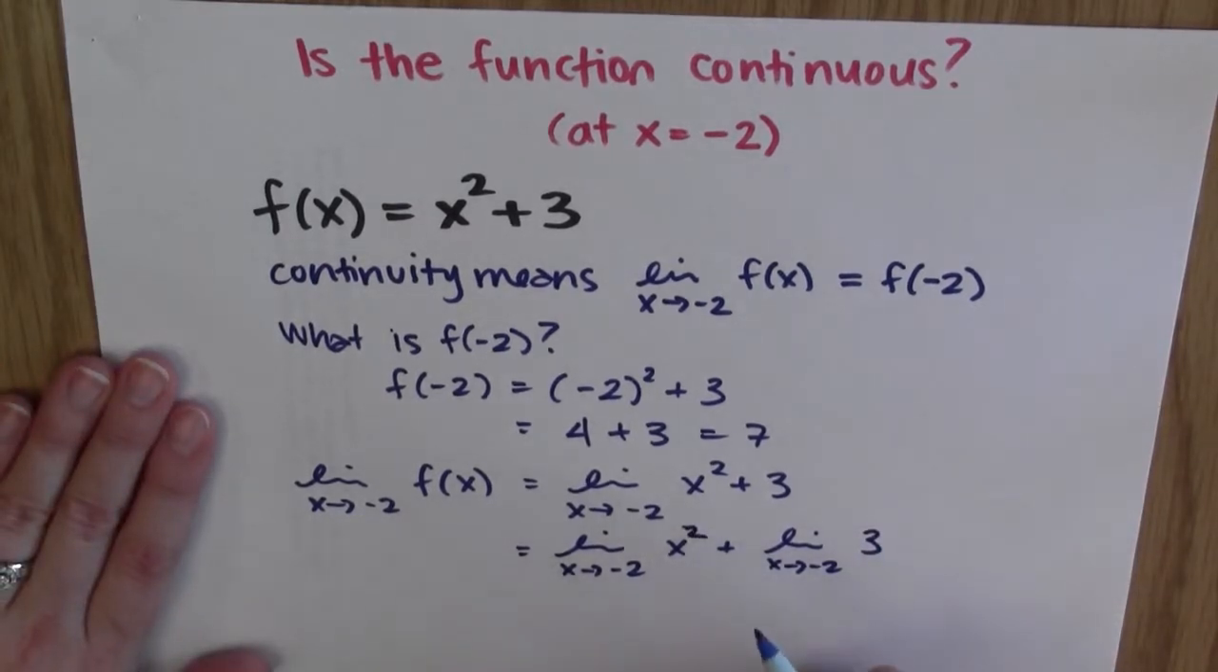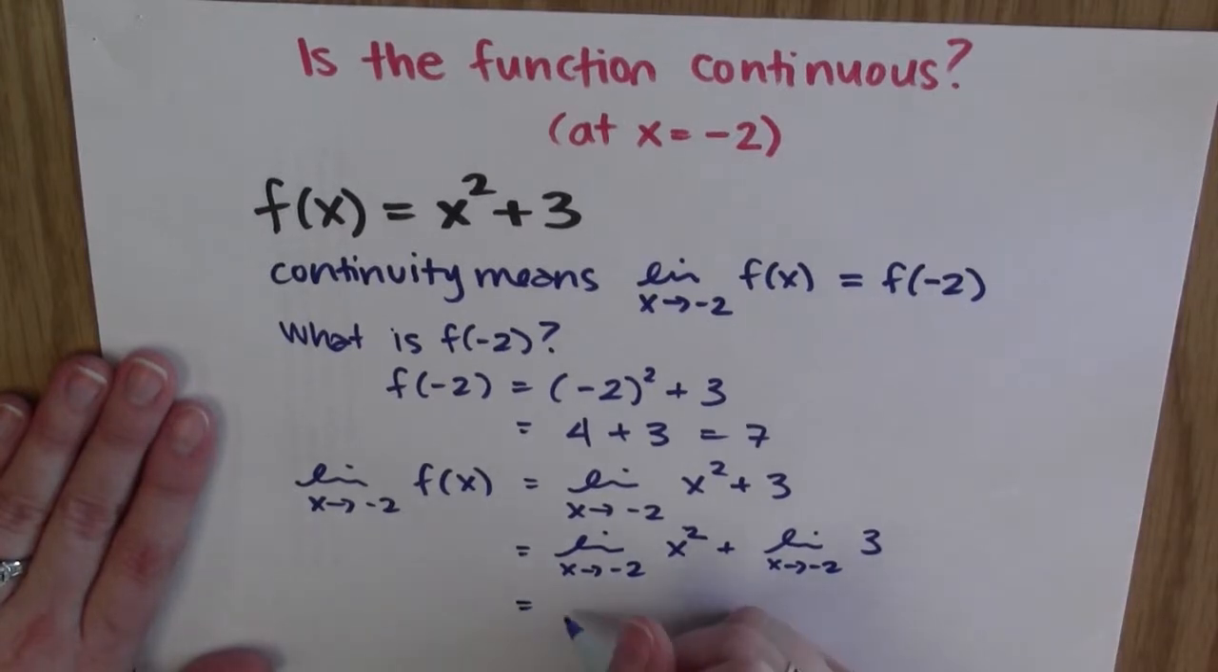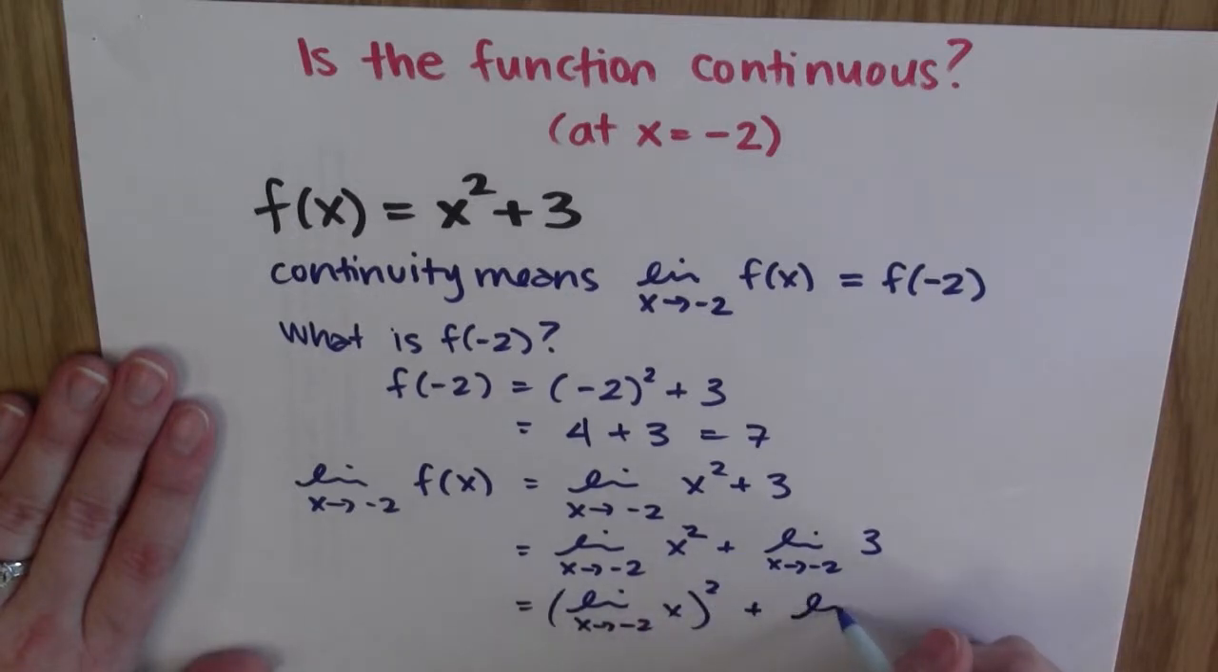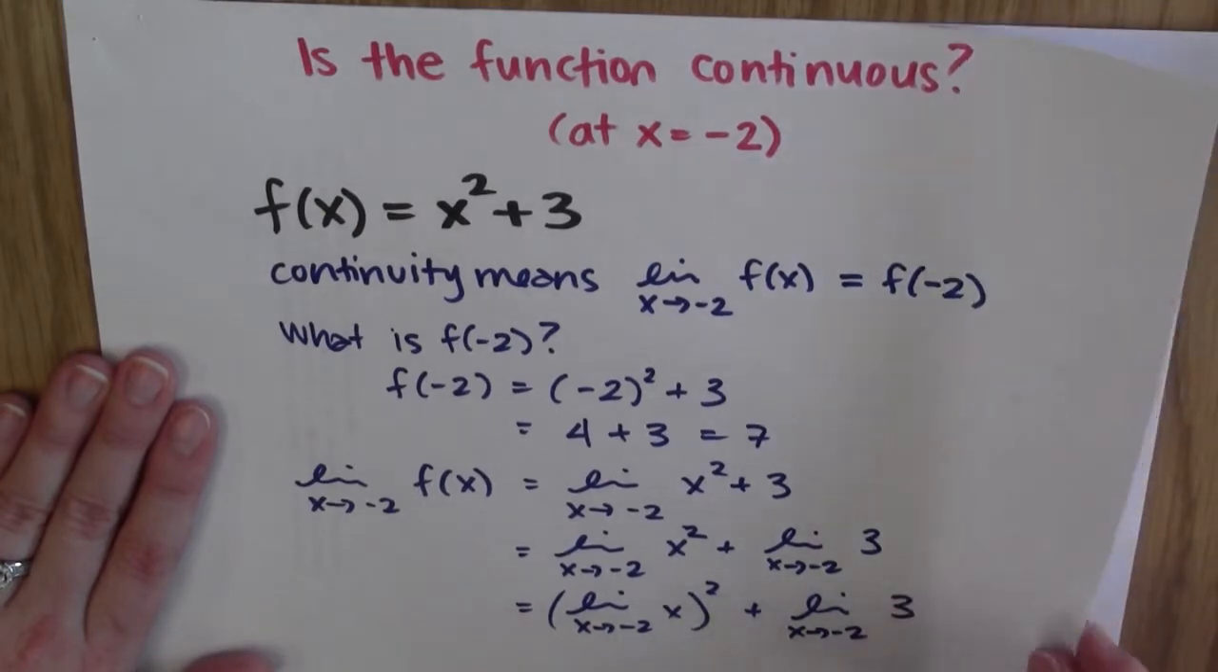This better be x squared. Limit as x approaches -2 of x squared plus the limit as x approaches -2 of 3. Now, I know that if I have an exponent on my x value here, the limit of a power is the power of the limit. We can call this the power rule. So I get limit as x approaches -2 of x squared plus limit as x approaches -2 of 3.